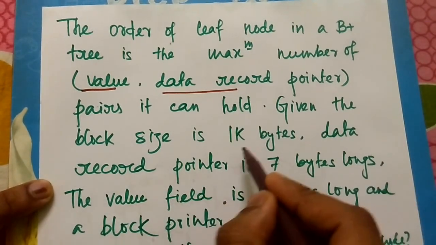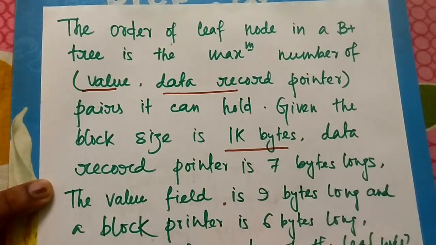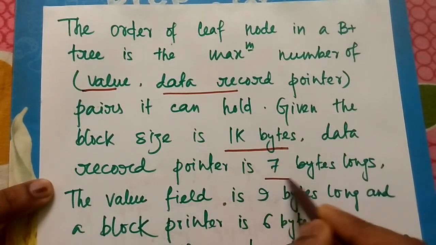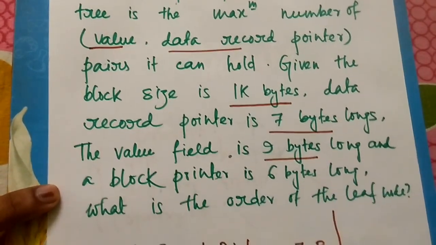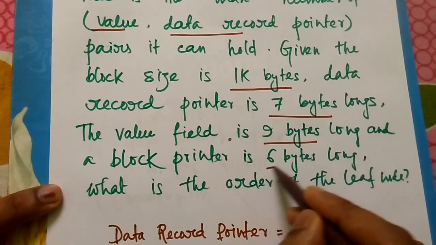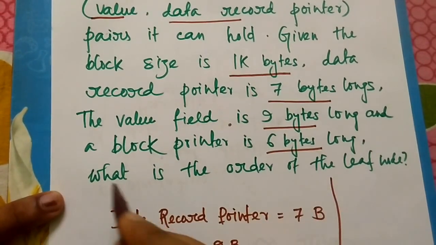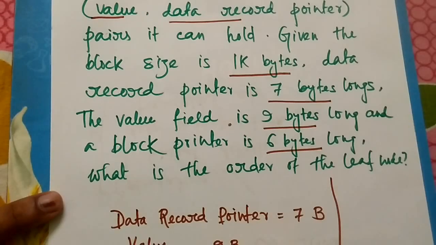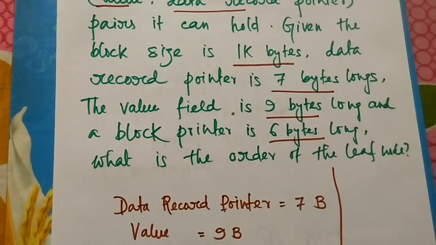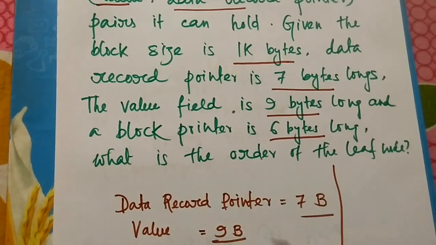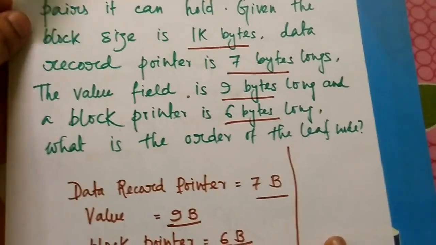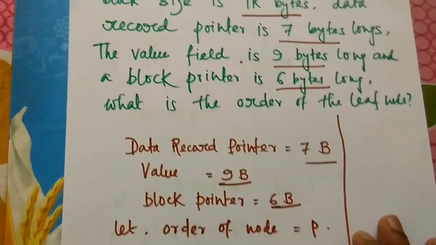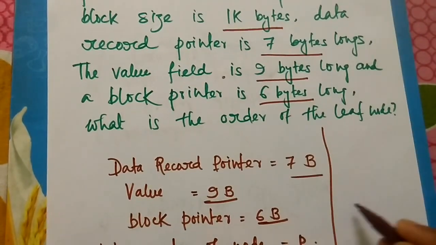Given the block size is 1 kilobyte, and 1 kilobyte means 1024 bytes. The data record pointer size is 7 bytes long, the value field is 9 bytes long, and the block pointer is 6 bytes long. And they are asking what is the order of that leaf node. So it is given the data pointer size is 7 bytes, value is 9 bytes, and block pointer is 6 bytes. And in the case of a leaf node of a B plus tree, we know that it will look like this.